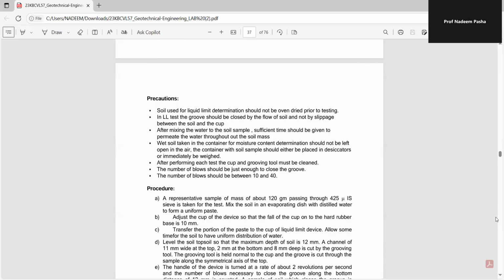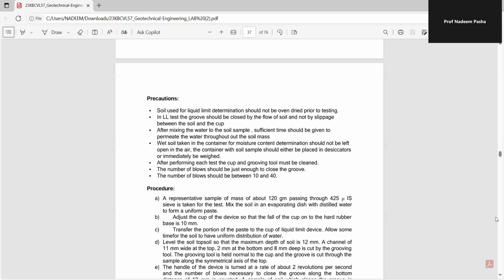So what are the precautions you need to take while carrying out this test? Soil used for liquid limit determination should not be over-dried prior to testing. Next, in the liquid limit test, the groove should be closed by the flow of soil, not by slippage between the soil and the cup. After mixing the water into the soil sample, sufficient time should be given for the water to permeate throughout the soil mass. Wet soil taken in the container for moisture control should not be left open in the air. The container with the soil sample should either be placed in a desiccator or be weighed immediately.